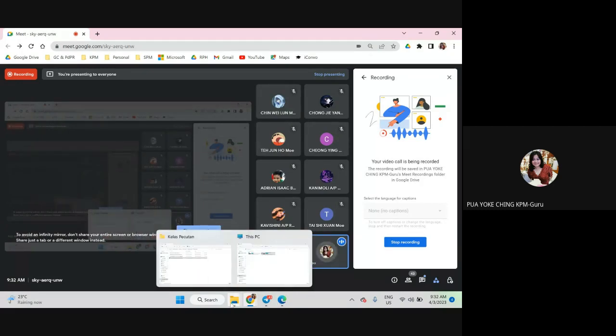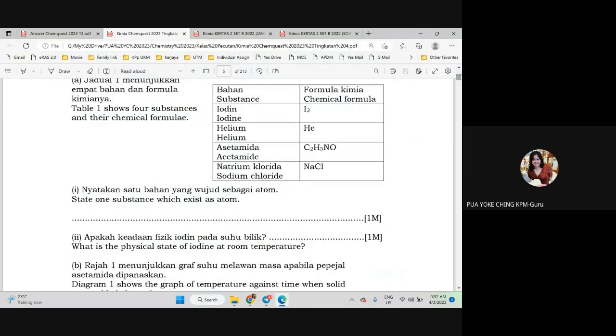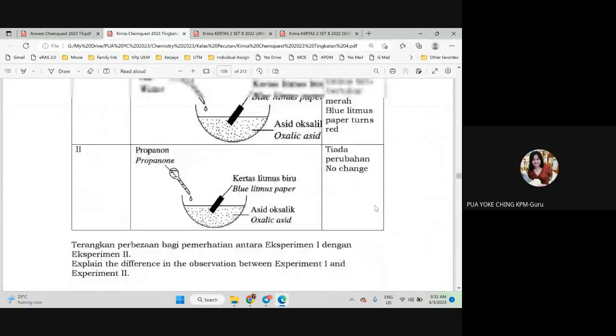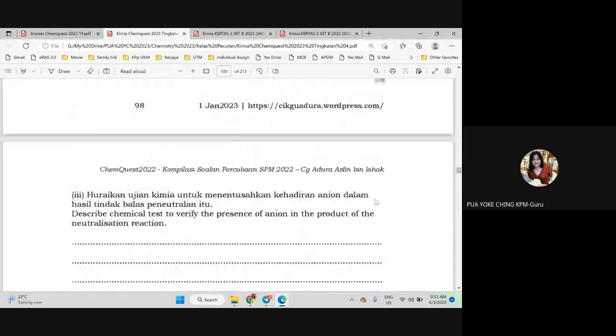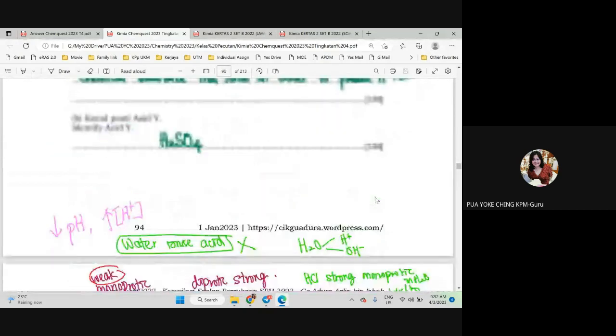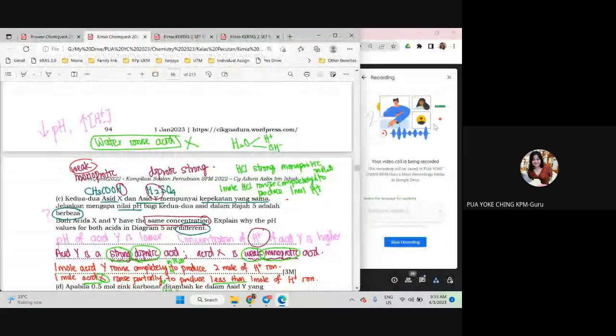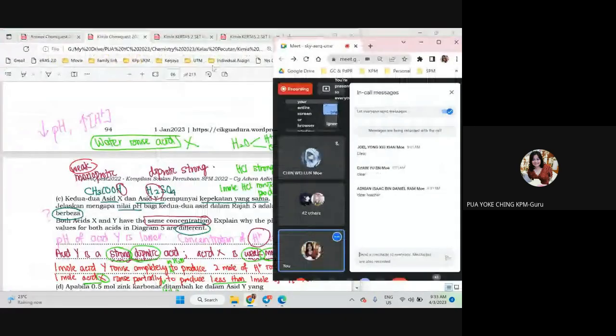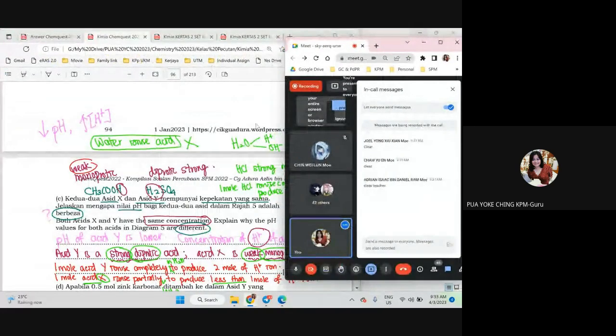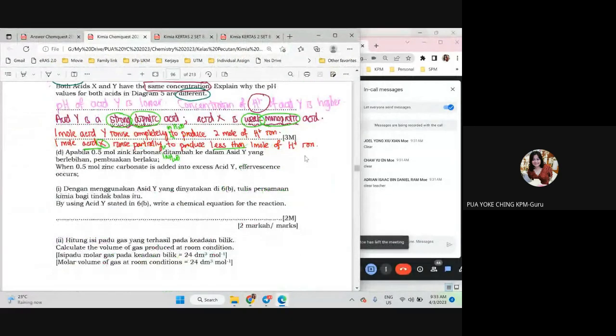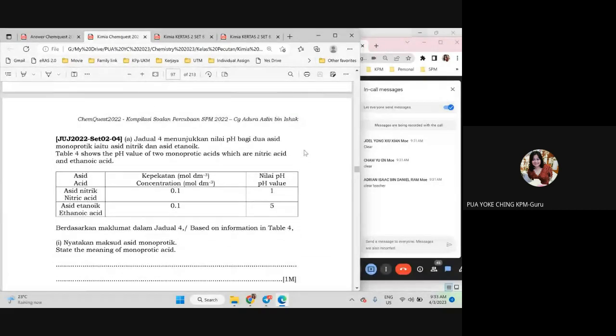Okay, so for yesterday, we have discussed until chapter 6. In chapter 6, we discussed the pH with the concentration. So then we will continue.